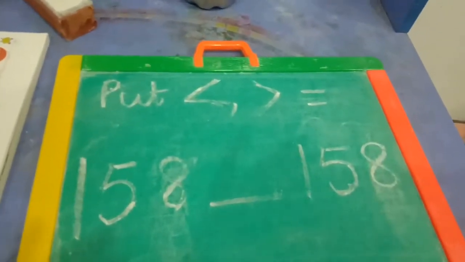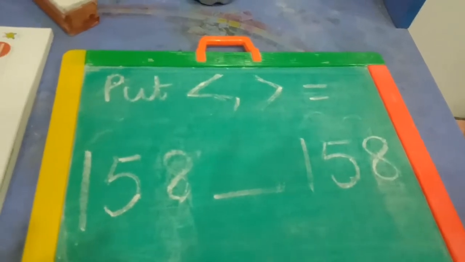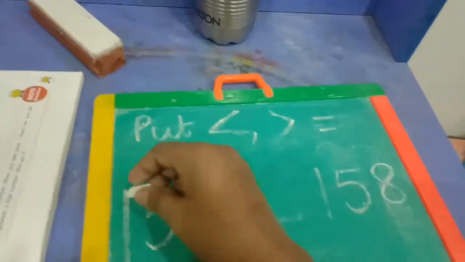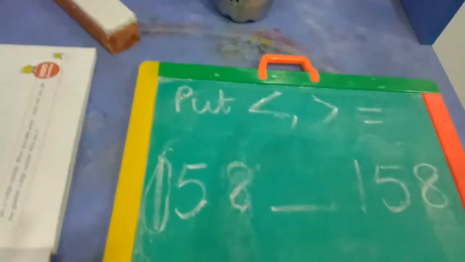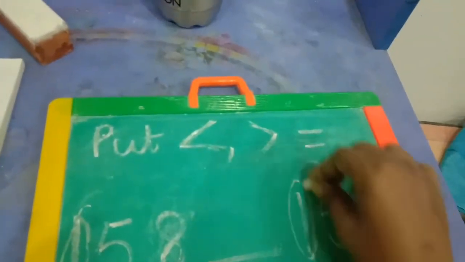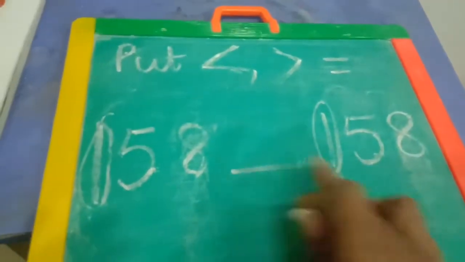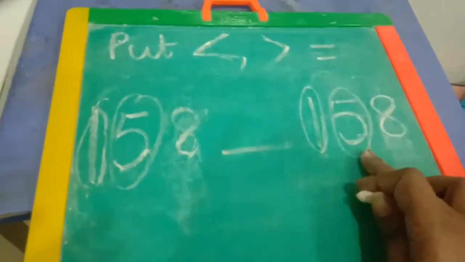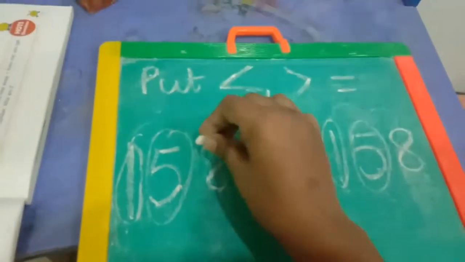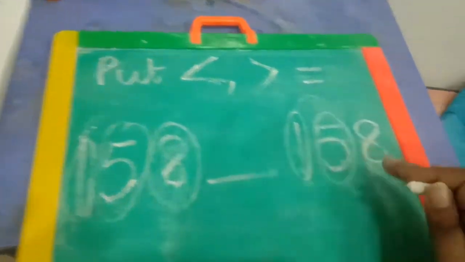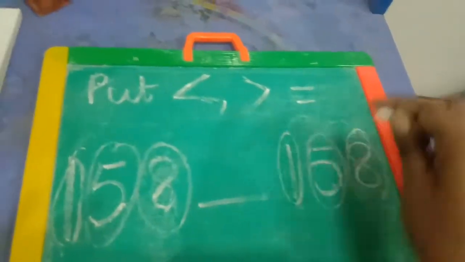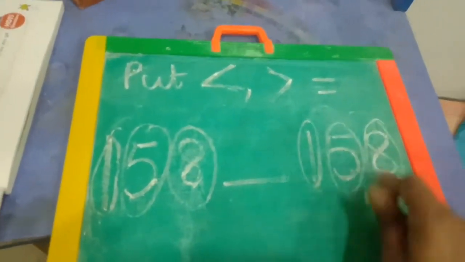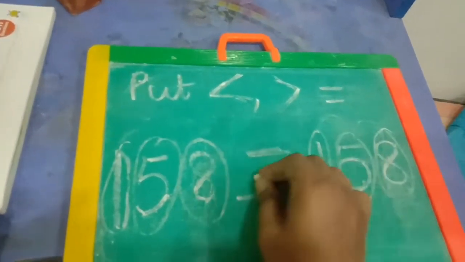Now look at this number: 158 and 158. Simple. Hundreds place 1, hundreds place 1. Both are equal. Tens place 5, tens place 5. Both are equal. Ones place also 8, here also ones place 8. That means all are equal: 1, 1, 5, 5, 8, 8. So in that case we will put this sign, is equal to.